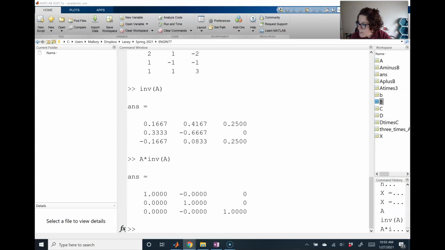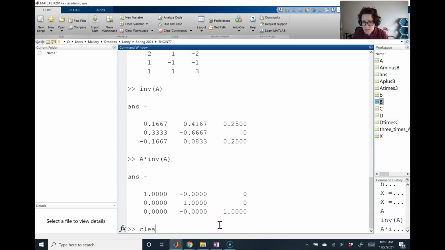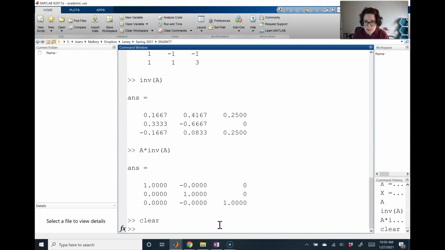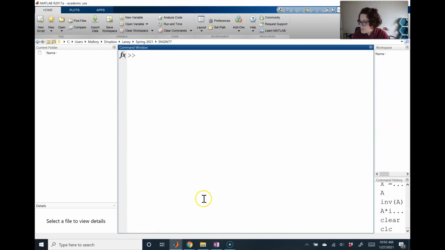Trying to get to that dot product page. Okay, so next let's do a dot product. Oh, I didn't mean to clear, but I guess we'll start over here. So a, let's call it a, is 1, 2, 3, 4. This is an example from the dot product Canvas page. So b is 5, 6, 7, 8.